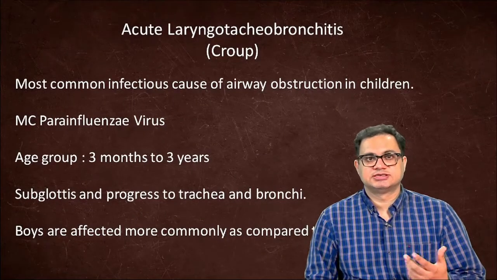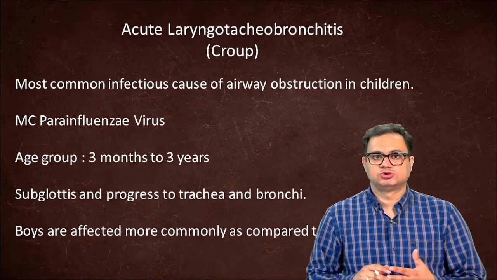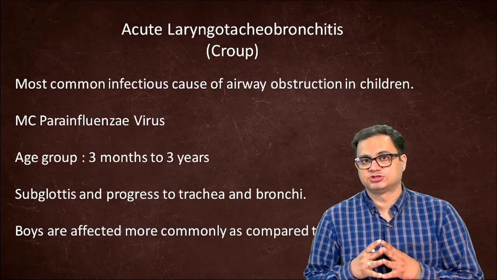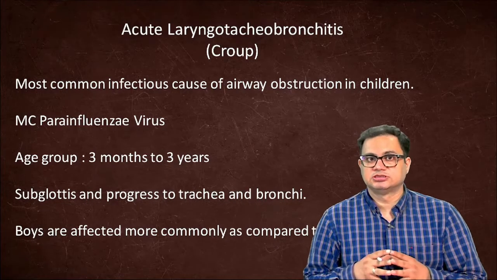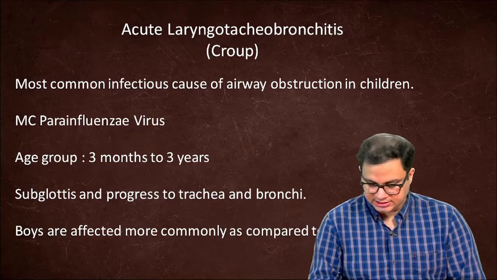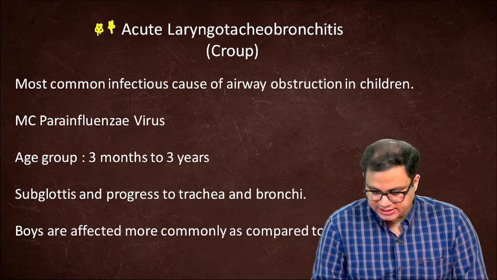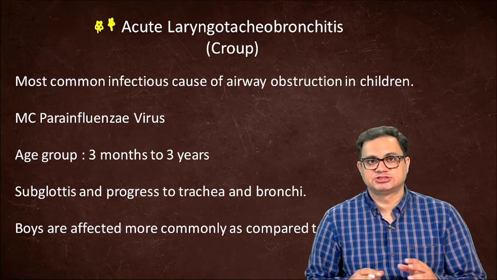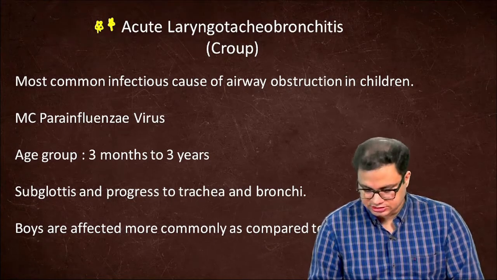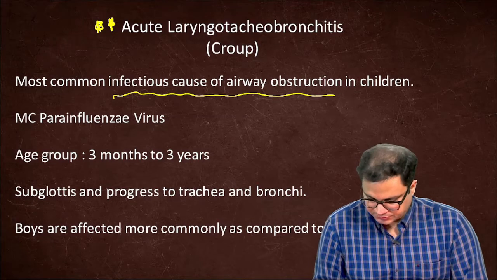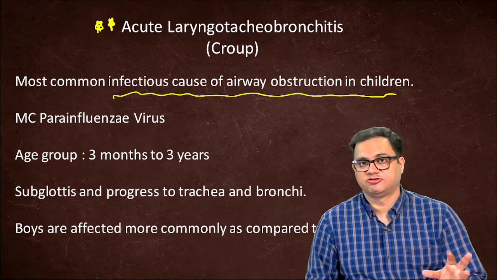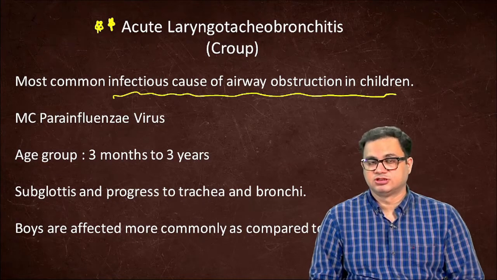Now we'll discuss another condition which is also an infection or inflammation of the larynx, and it is the acute laryngotracheobronchitis. It is also known as croup. So it is the most common infectious cause of airway obstruction in the children. So write down, beta, croup is the most common infectious cause of airway obstruction in the children.